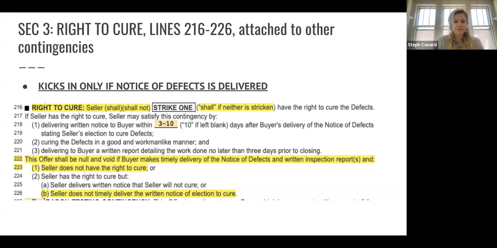The seller also may satisfy the contingency by curing the defects in a good and workmanlike manner and delivering to the buyer a written report detailing the work done no later than 3 days prior to closing. The offer shall be null and void if the buyer makes timely delivery of the notice of defects and written inspection report and seller does not have the right to cure, or the seller has the right to cure, but the seller has chosen not to cure the defects, so the deal is dead, or the seller does not timely deliver the written notice of election to cure.